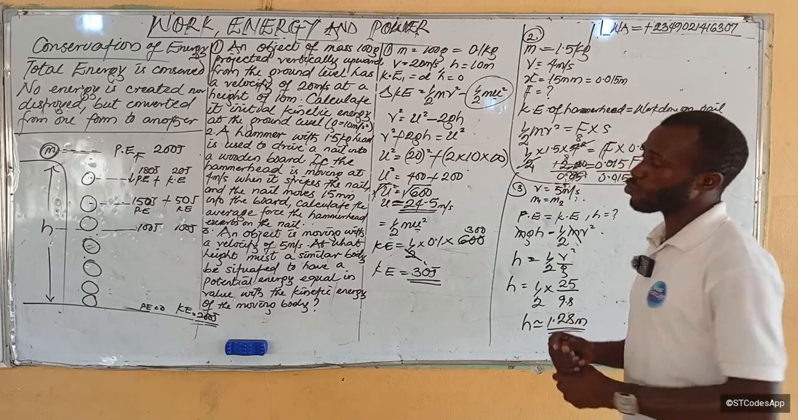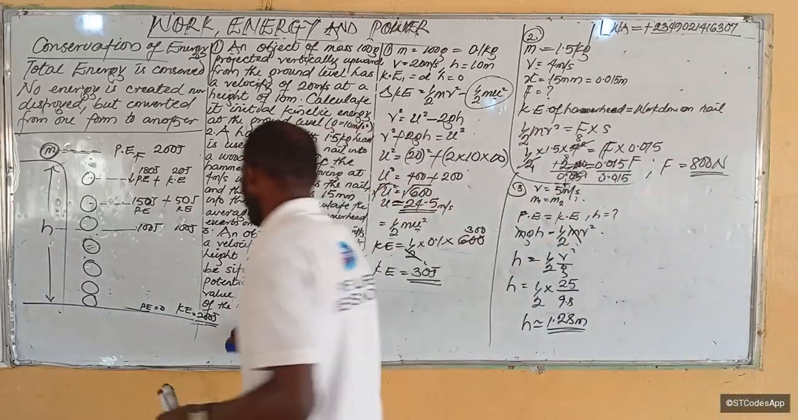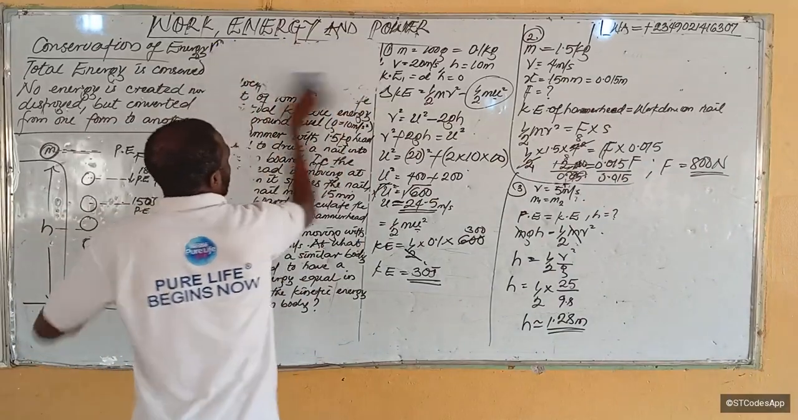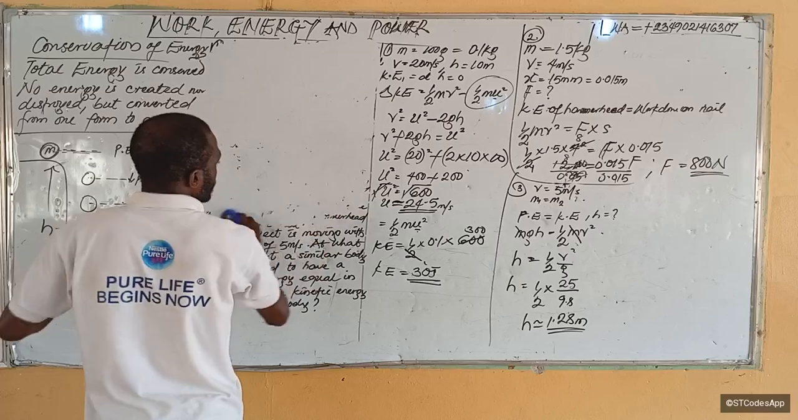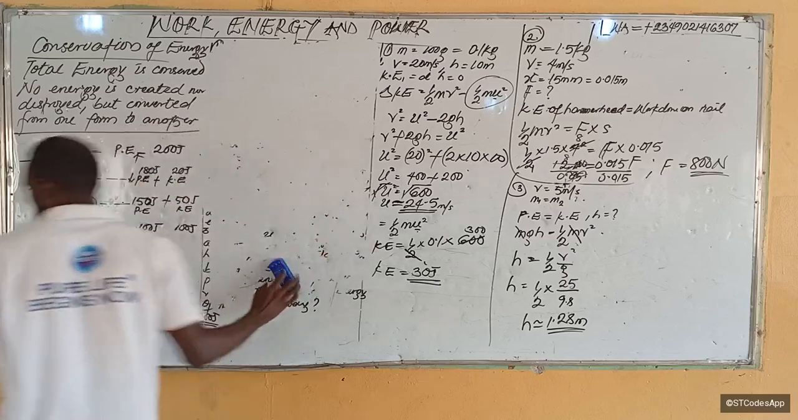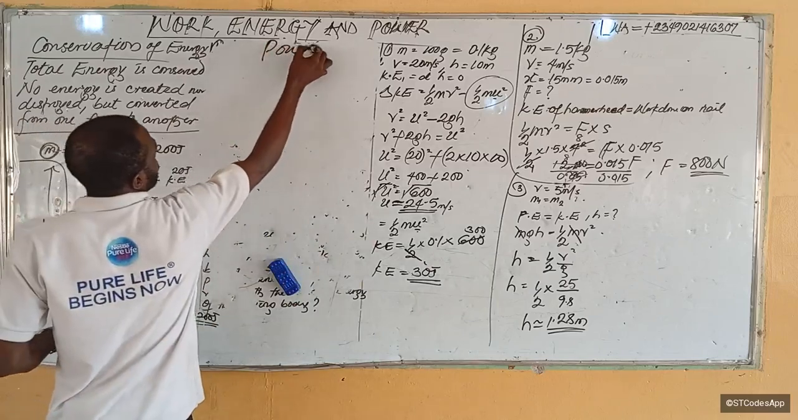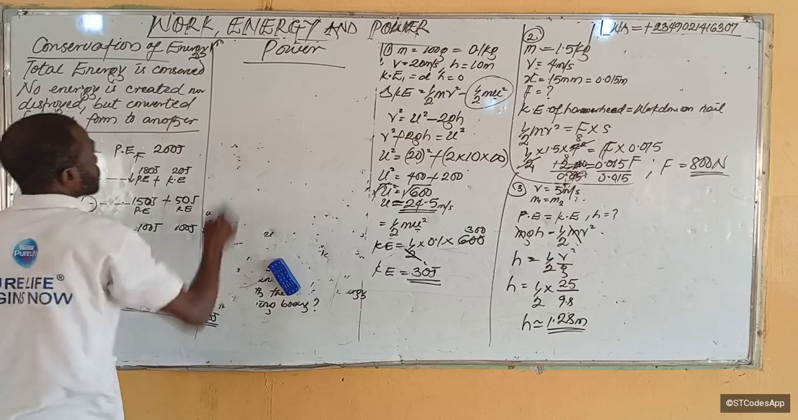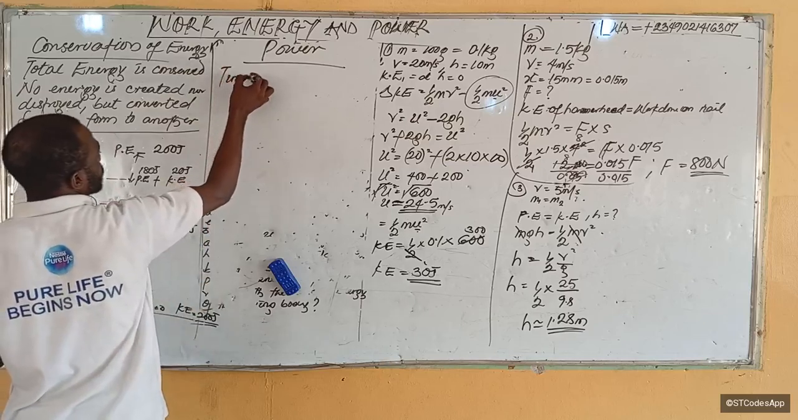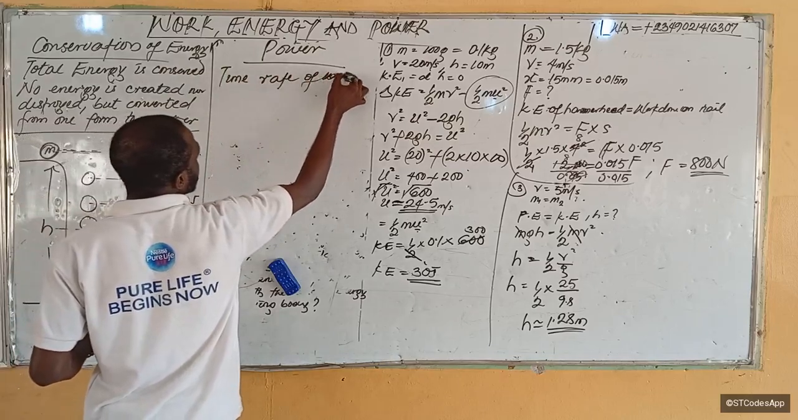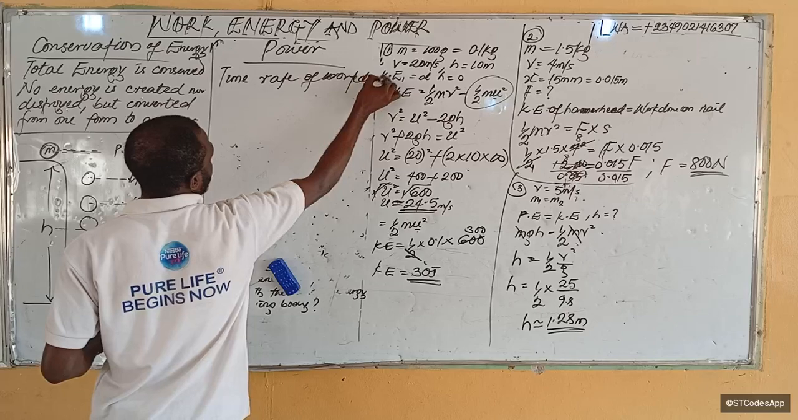Now, let's go to power. So what is power? Power is simply the time rate of work done. That is the rate at which work is done.